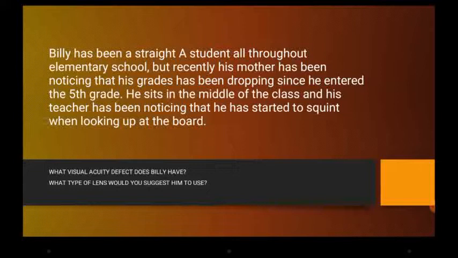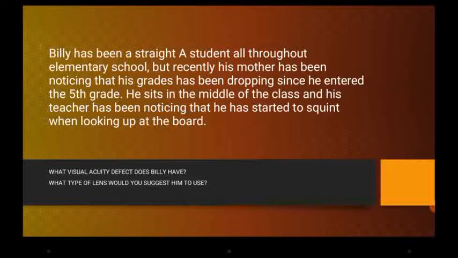Well, because of squinting, being in the middle of the class, and the grades dropping, Billy has myopia or nearsightedness. Why? Because the anteroposterior diameter of his eyeballs is too long, so he cannot see far away objects, which are found where? On the board. So maybe he is taking notes with some mistakes because he can't see properly, and this explains the dropping of his grades. Part B of the question: what type of lens would you suggest he use?